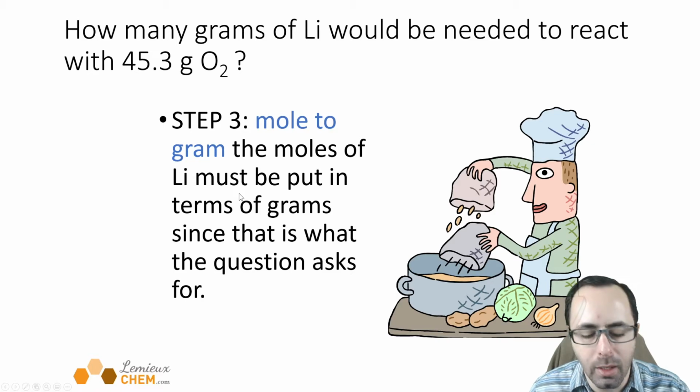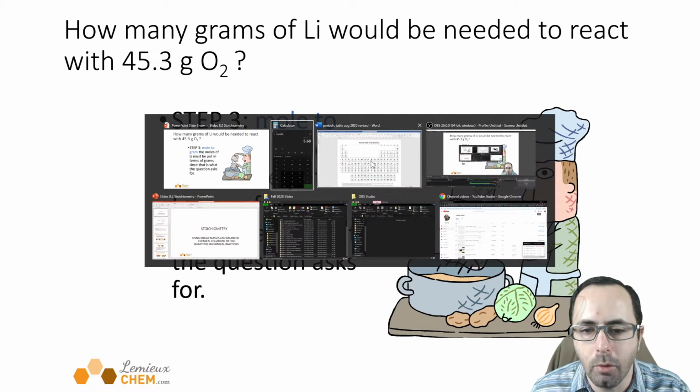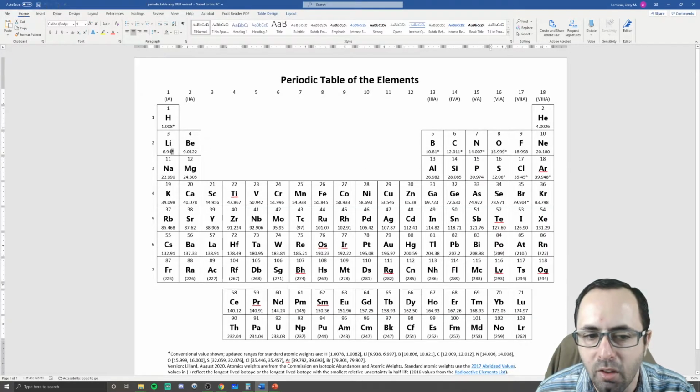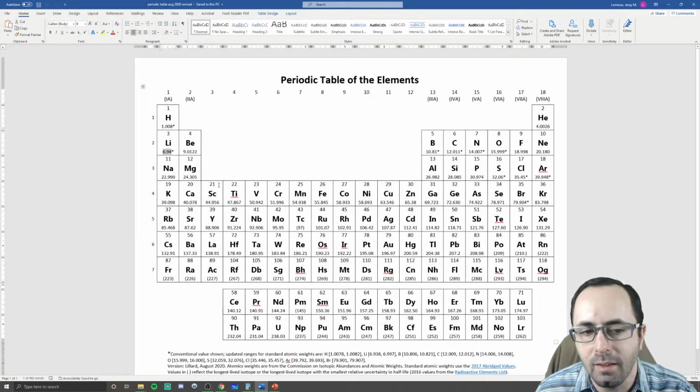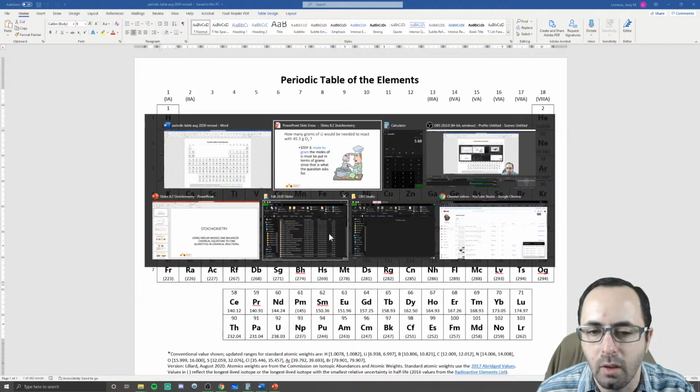And so we can go look for that on the periodic table. We find it right here. It's just atoms, so we can read it straight off. 1 mole of lithium atoms is 6.94 grams of lithium atoms. So that's what we're going to be using.